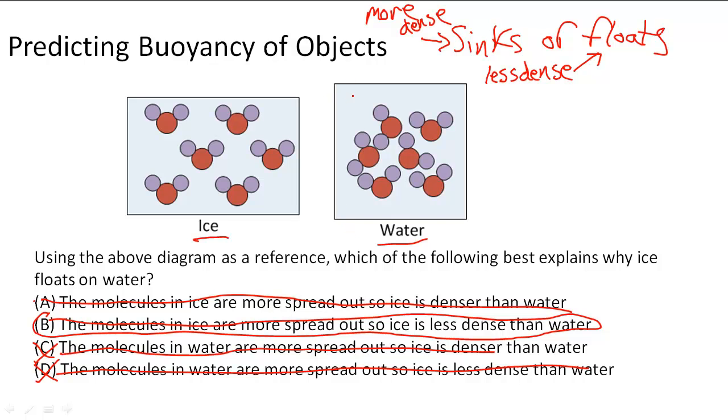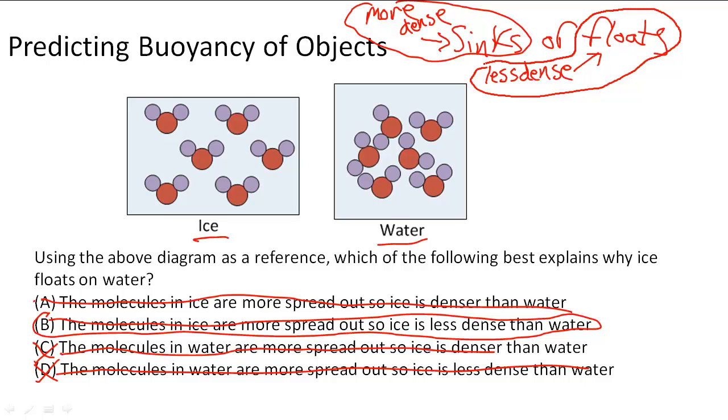And we have to remember this more dense sinks, less dense floats idea, so that we can understand how density predicts buoyancy. And this is not always the case, that something that's in solid form will float in its liquid form. This is a specific case of ice and water, but we have to understand that it's because of the density of the objects. That's how we can predict the buoyancy.